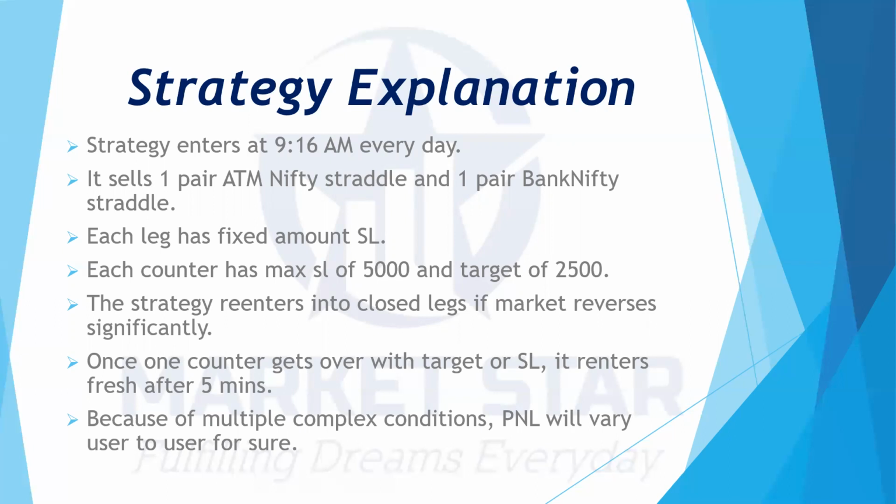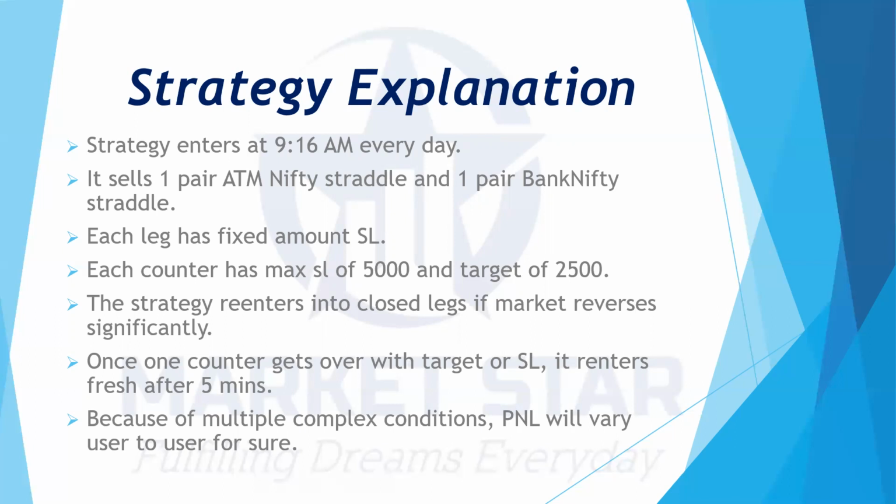So at any point of time, it may happen that 500 or 600 means a little bit extra with slippage, but it will not blow away your capital. That safety is already taken care of. Maximum to maximum, around 5,000 loss can happen in one counter.